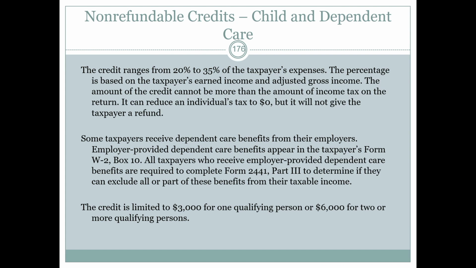Some taxpayers receive dependent care benefits from their employers. Employer-provided dependent care benefits appear in the taxpayer's Form W-2, Box 10. All taxpayers who receive employer-provided dependent care benefits are required to complete Form 2441, Part 3, to determine if they can exclude all or part of these benefits from their taxable income. Now, there is a limitation of qualifying expenses. The credit is limited to $3,000 for one qualifying person or $6,000 for two or more qualifying persons.